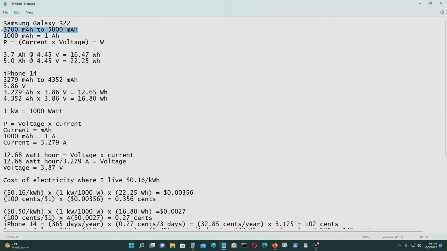So for the batteries, the Samsung Galaxy S22 ranges from 3,700 milliamp to 5,000 milliamp. For the iPhone 14, it ranges from 3,279 milliamp to 4,352 milliamp. This is at 3.86 volts. For the Samsung phone, this is at 4.45 volts.